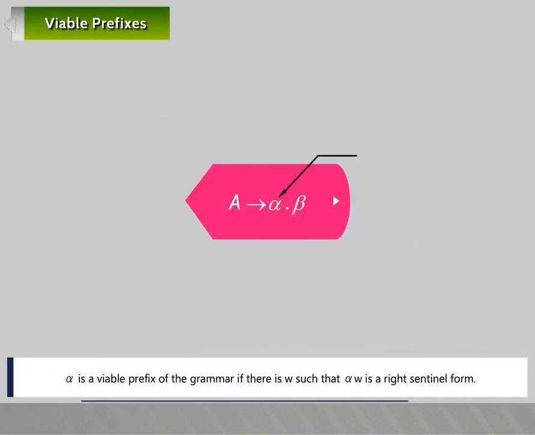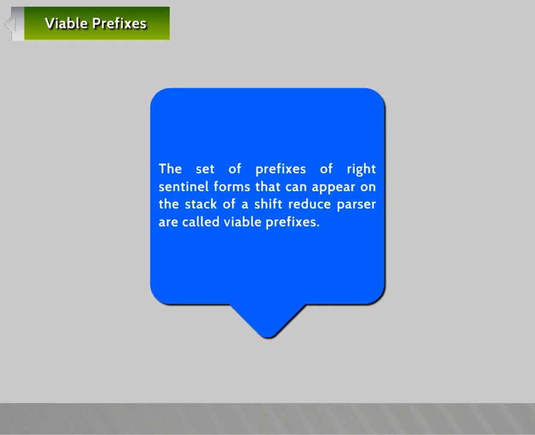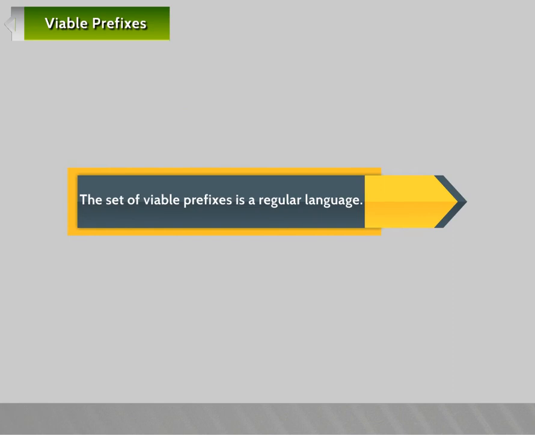Viable prefixes. Alpha is a viable prefix of the grammar if there is w such that alpha w is a right sentential form. The set of prefixes of right sentential forms that can appear on the stack of a shift-reduce parser are called viable prefixes. The set of viable prefixes is a regular language.